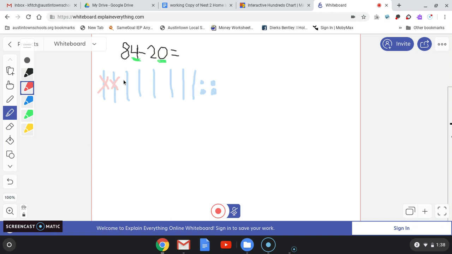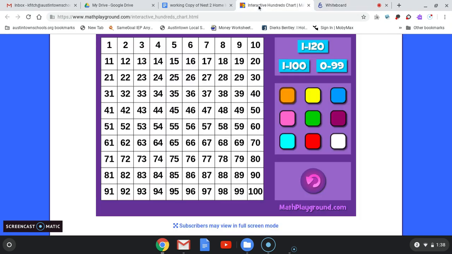If I take away 20, what do I have left? Count this up with me. Ready? 10, 20, 30, 40, 50, 60, 61, 62, 63, 64. So my answer here is 64. Nice job. Now there's another way you can solve this. Of course there is. Okay.